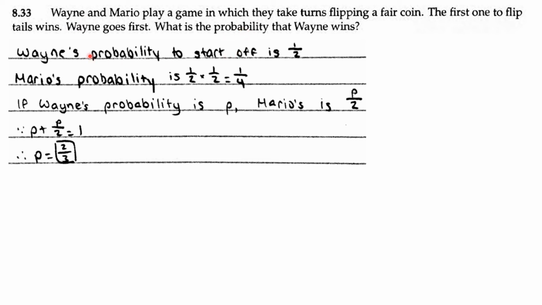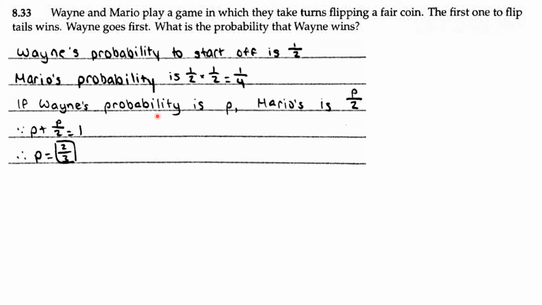So Wayne's probability to start off is 1 over 2 because it's a fair coin. If you flip tails, there's a 1 over 2 chance. And Mario's probability of winning on the second total turn, which is Mario's first turn, is 1 over 2 times 1 over 2, which is 1 over 4.